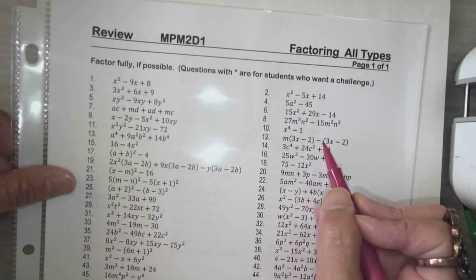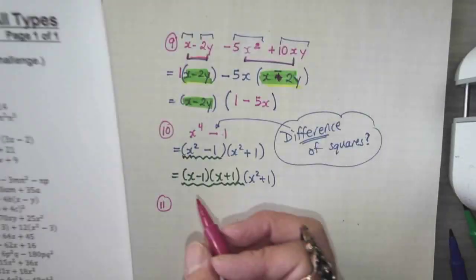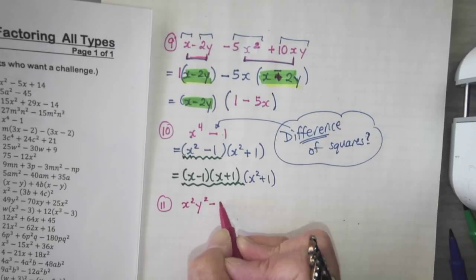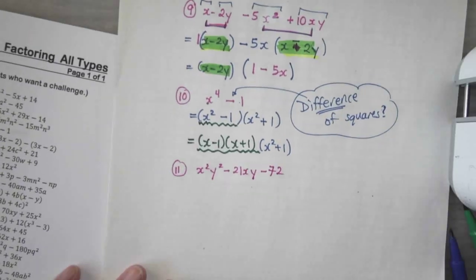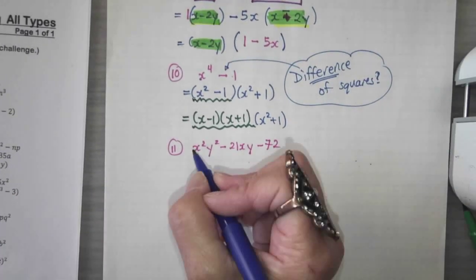12, I have 3x minus 2 minus 3x minus 2. Those two are the same. So let's write those down. So I'm going to do 11 first. So it's x squared. I'm analyzing the types as I'm doing this because you need to know when you look at it what type of question it is.